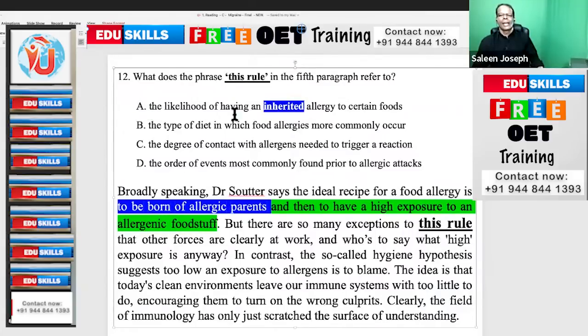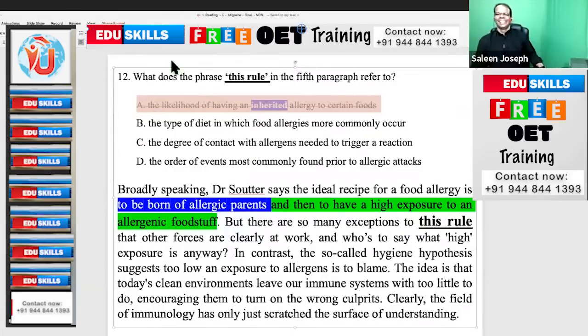And now the second option, which means this is singular, one factor, whereas the second factor is to have a high exposure to an allergic foodstuff. Exposure to allergic stuff is not mentioned. So you cannot say this is the rule. This is half of the rule. First option is half of the rule. If you are gifted a bracelet and somebody hands over half of it, you will definitely ask where is the other half. You want the full bracelet, right? So we don't want this half. How sweet is it if you think this way, right?